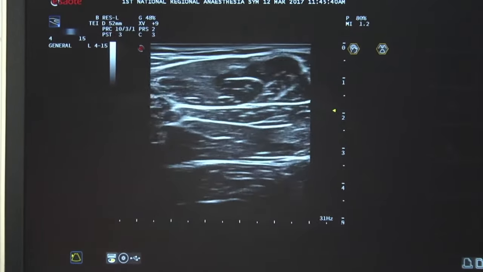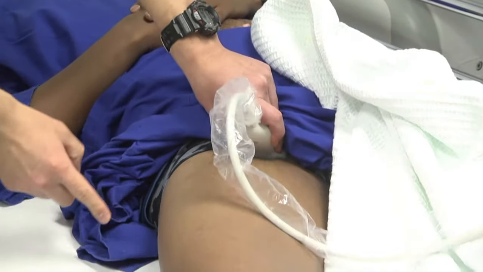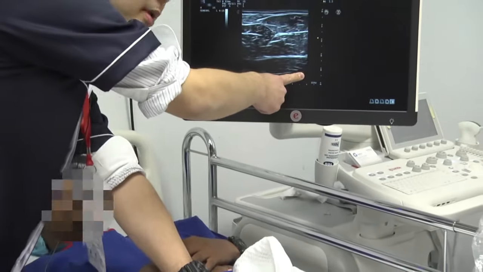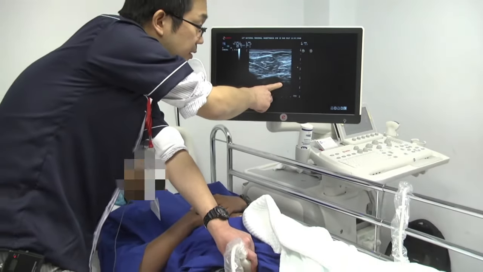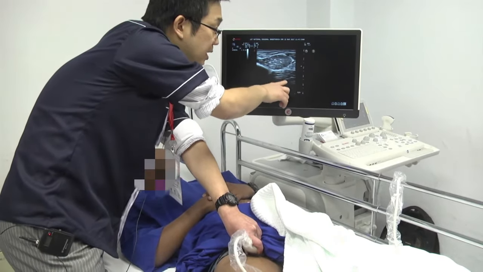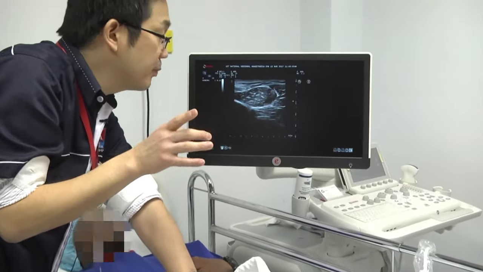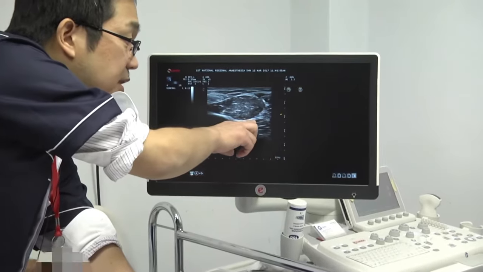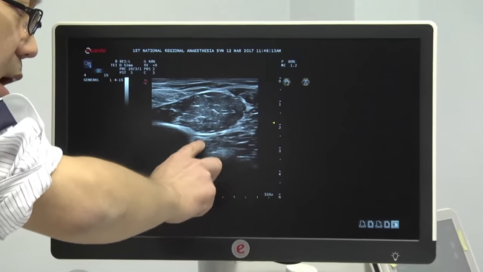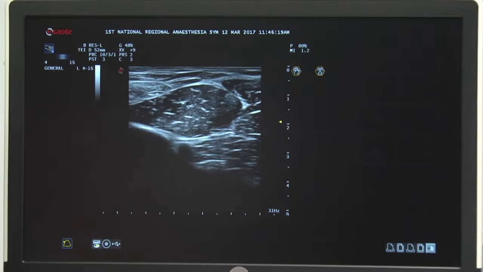With the proximal approach, I tilt the transducer cranially like this. Then this muscle is, you know, adductor magnus. After tilting the transducer, this muscle will disappear, and another muscle is coming. This muscle is the obturator externus muscle. And you can see the plane here, the plane between the pectineus muscle and the obturator externus muscle. This plane is the target of the proximal approach.